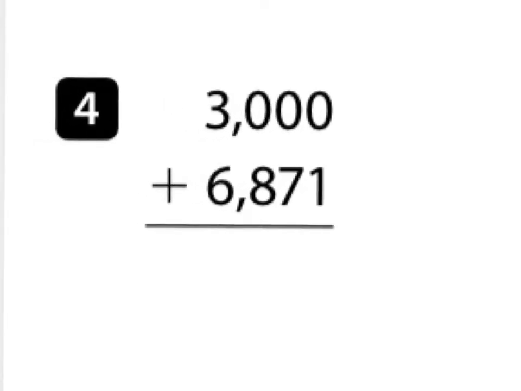All right, guys, let's check out number 4. I can quickly add my hundreds, tens, and ones place because 0 plus 871 is 871. And then my thousands place, my sum would be 9. My total sum is 9,871.